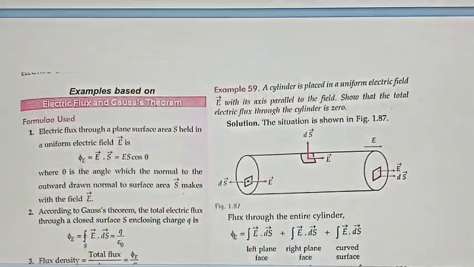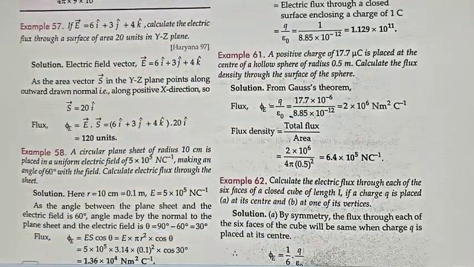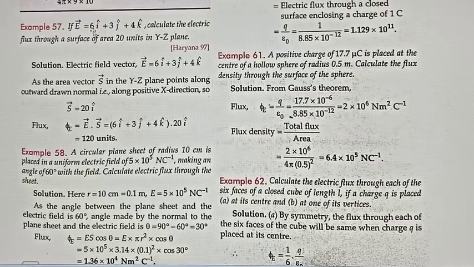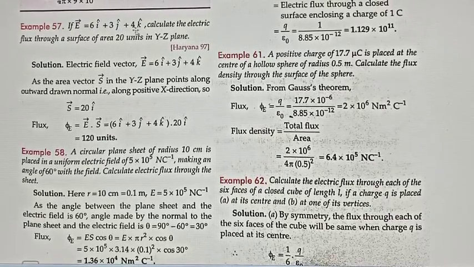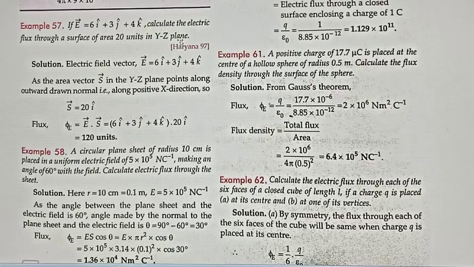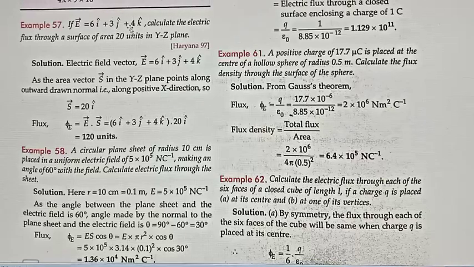Let us practice some problems on electric flux. Let us see this example 57. If E is equal to 6i plus 3j plus 4k, calculate the electric flux through a surface of area 20 units in YZ plane. So you see it is YZ plane. The direction of electric field is given. E is equal to 6i plus 3j plus 4k.